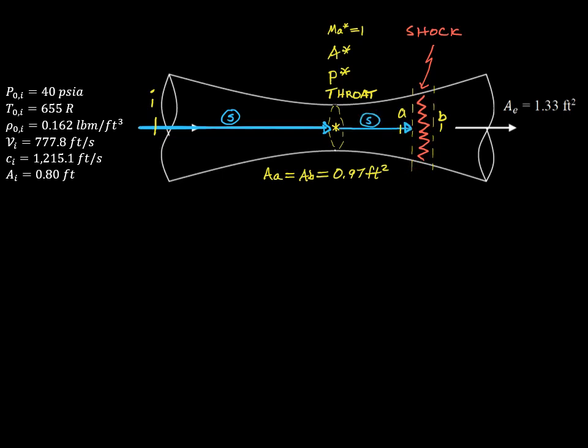Our flow leaves the throat and moves to the pre-shock condition at state A. This again maintains isentropic flow, similar to the diverging nozzle that we had in the previous lesson and material.